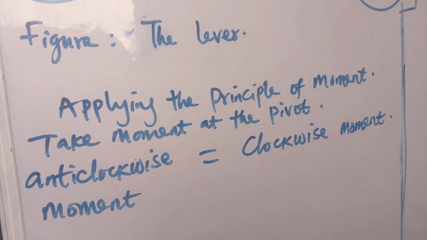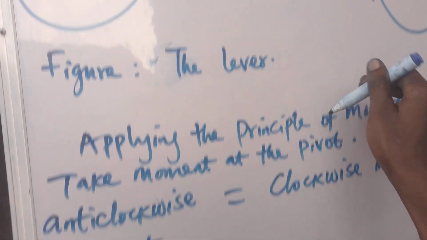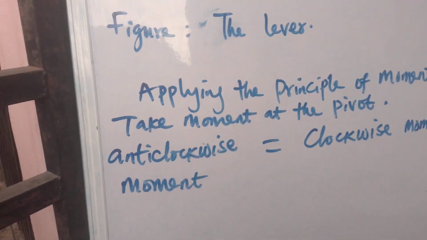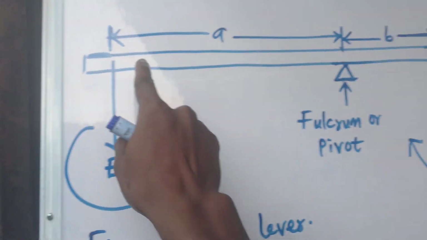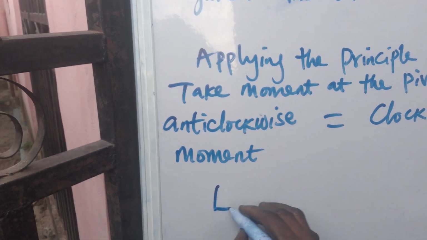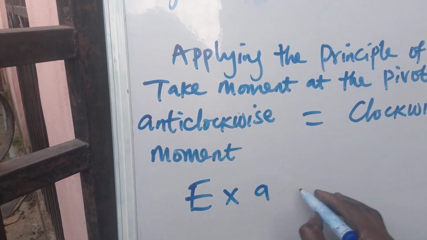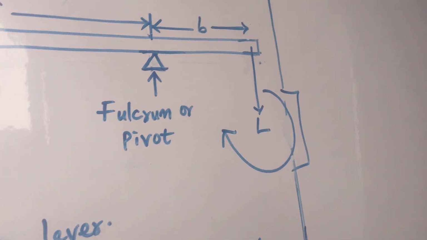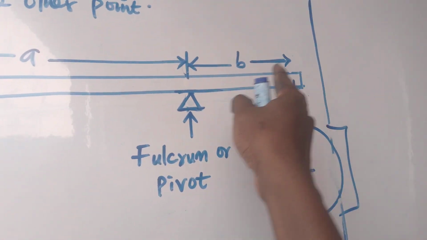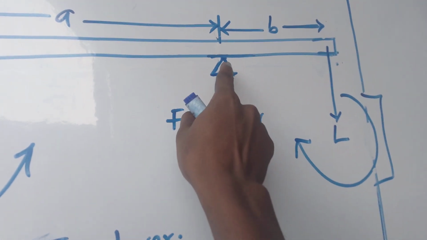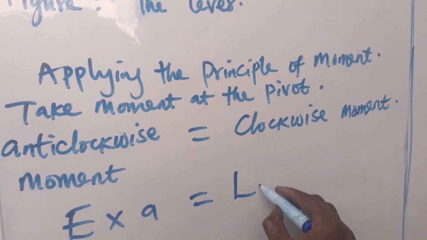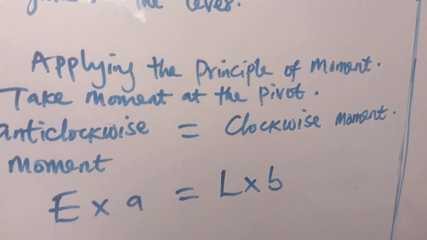The pivot is the balance point, that small triangle. So the anti-clockwise moment is this force times the perpendicular distance A. That is effort times distance moved by effort. The clockwise moment is the load times the distance moved by load with respect to this pivot. That is load times distance moved by load, B.